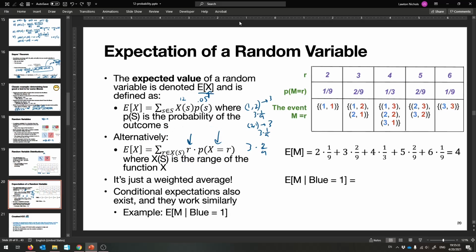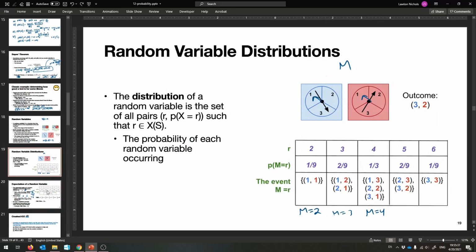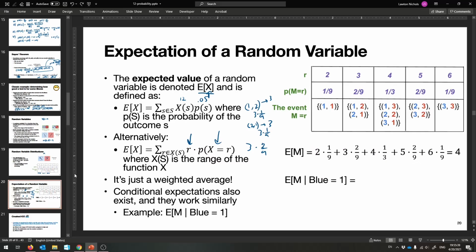And so really it's just a weighted average. The expected value of this M, for these spinners, of the random variable M, which is the sum of the 2 blue and red spinners, is just 2 times 1/9 plus 3 times 2/9 plus 4 times 1/3 plus 5 times 2/9 plus 6 times 1/9. You just add them and multiply. It's a weighted average. And so it ends up being 4.